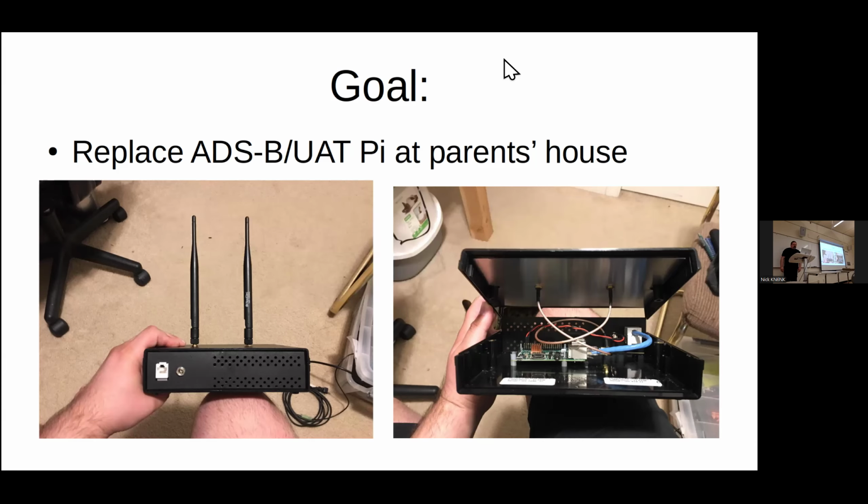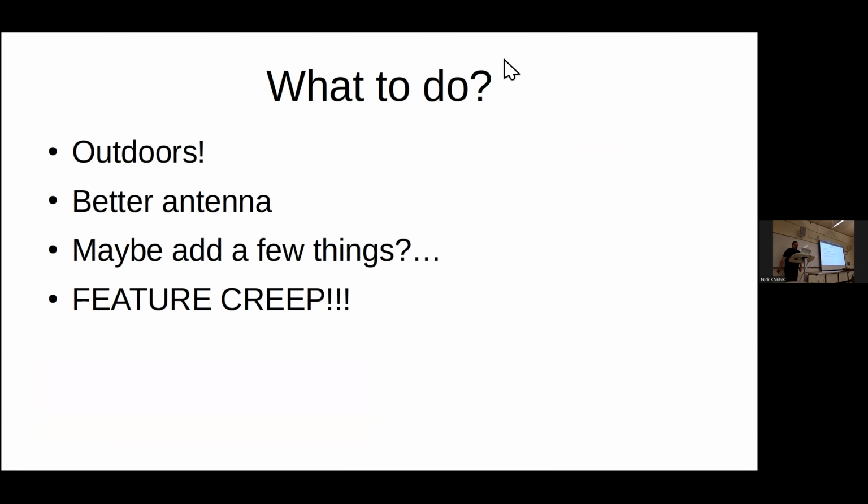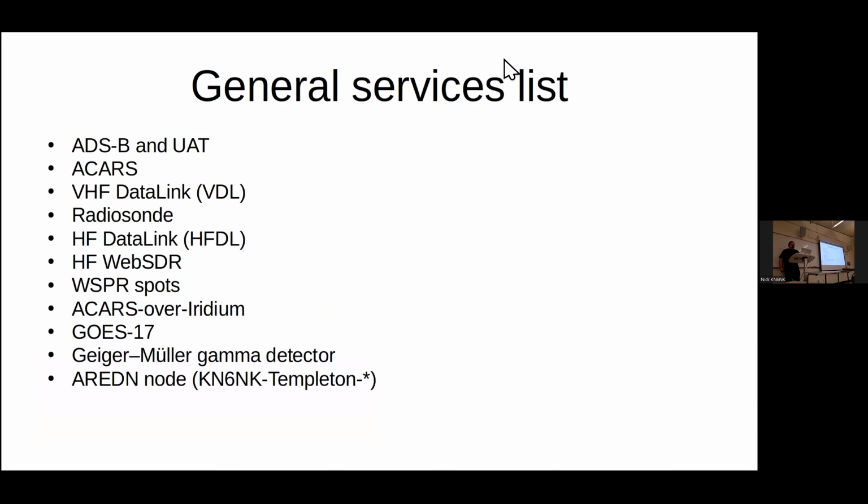Anyway. So I thought, okay, I want to do something a little bit nicer than this. So I'll put it outdoors, give it a better antenna, maybe add a couple things, or a dozen, and I hit just a massive case of feature creep. So this is all the stuff that I'm running in there. ADS-B and UAT, UAT being the general aviation version of ADS-B, it's in the US only.